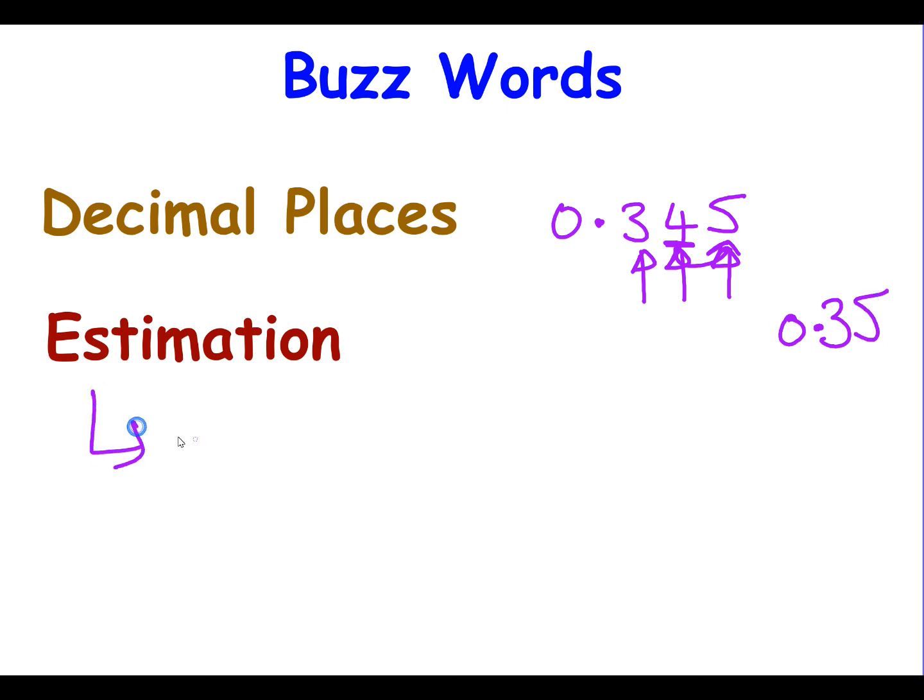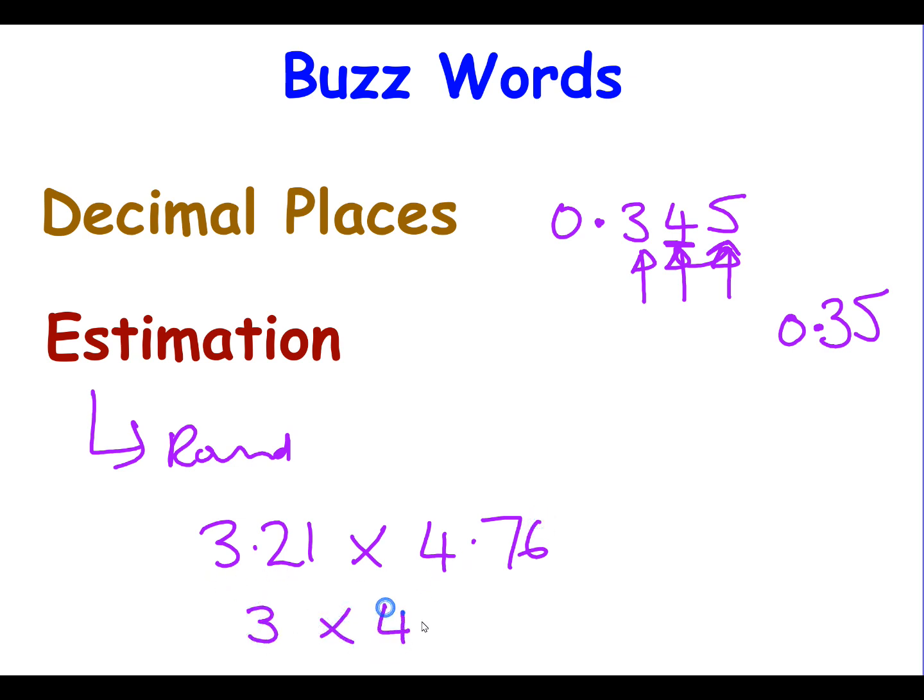Estimation is where you round numbers to make the maths easy for yourself. So 3.21 times 4.76. Well, this is closer to 3, this is closer to 4, and it's estimated the answer to this question is 12.